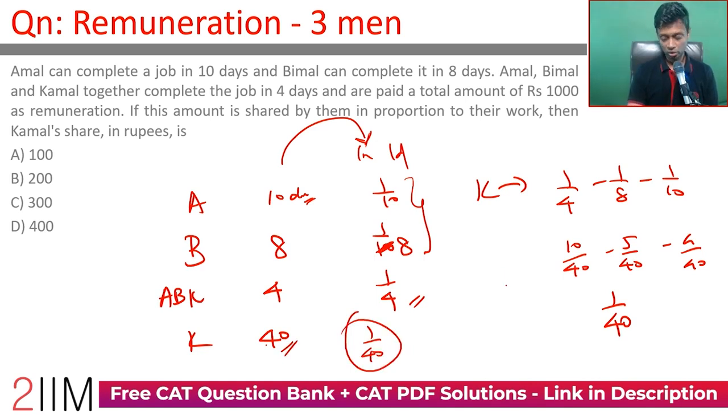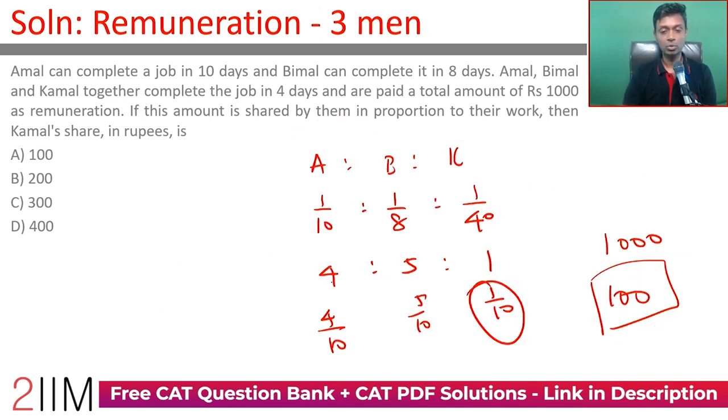They should share 1000 rupees. They should share in the ratio of work done, not days taken. Or they should get money in the ratio 1 by 10 is to 1 by 8 is to 1 by 40. So 1 by 10, 1 by 8, 1 by 40, or 4 is to 5 is to 1. Kamal's share is 1/10 of the total, which is 1/10 of 1000, 100 rupees.